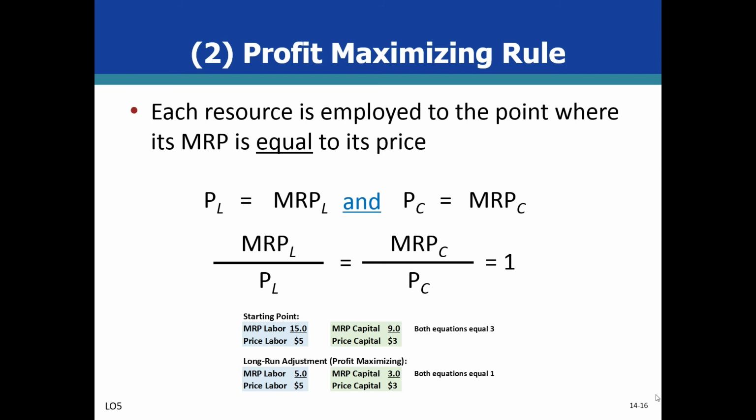Okay, starting point again. In the starting point example at the bottom of the chart, both equations are the same, right? In both instances, the equations equal 3. The MRP of labor divided by the price of labor is 3, and the MRP of capital divided by the price of capital also equals 3. So they are equal, but that's not sufficient. They must both equal 1 to know whether you are maximizing profit or not.